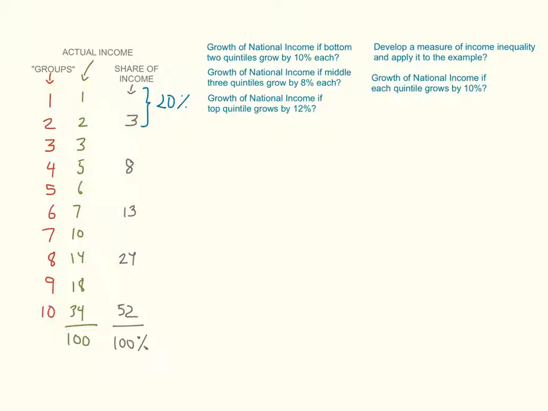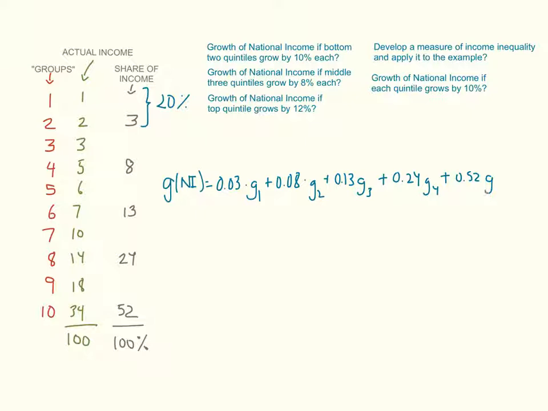So if I write an expression for total income, the growth rate of national income is going to be equal to the weighted average of the growth of the bottom 20%, plus the weighted growth rate of the second 20%, plus the third quintile, the fourth quintile, and the richest 20%. That's a big one. It's counted as 52%, or 0.52 as a share.